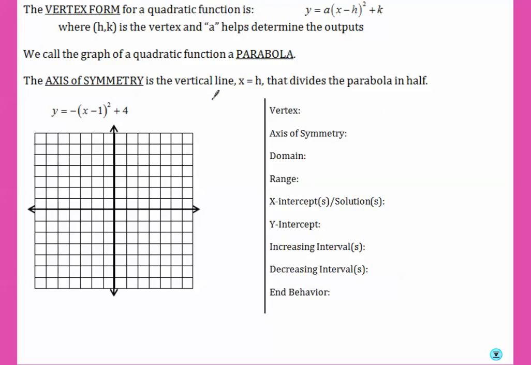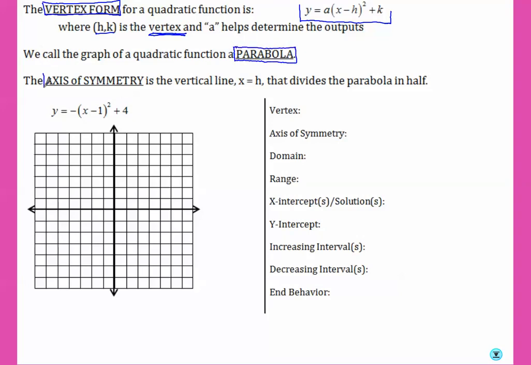All right, today we're going to be talking about vertex form of a quadratic. You've seen this form before in our parent graphs unit. It's y equals a times (x minus h) squared plus k. Remember, (h, k) is going to be our vertex, which is our starting point, and a is going to help with our outputs. The name for a quadratic function's graph is a parabola.